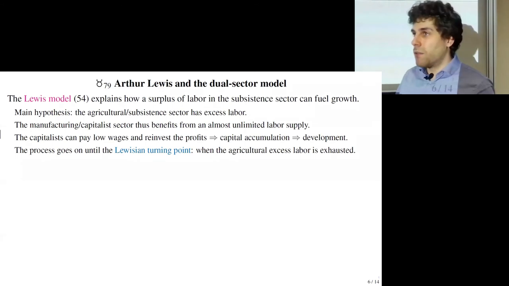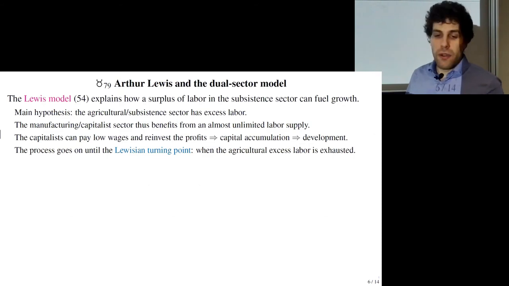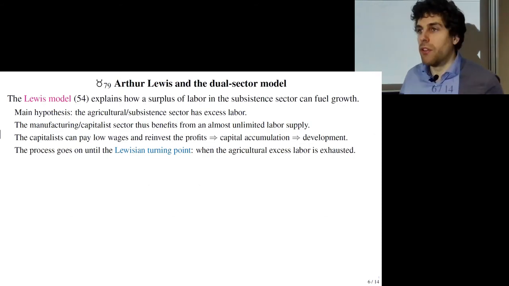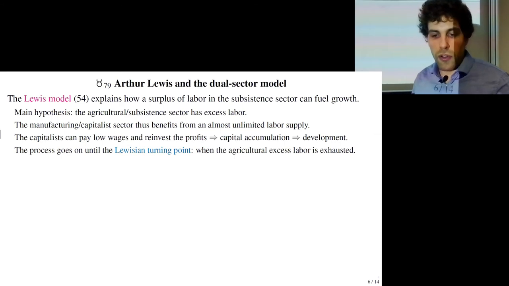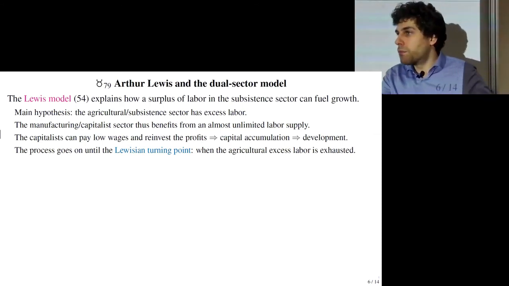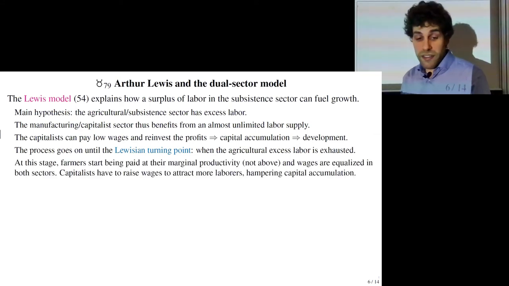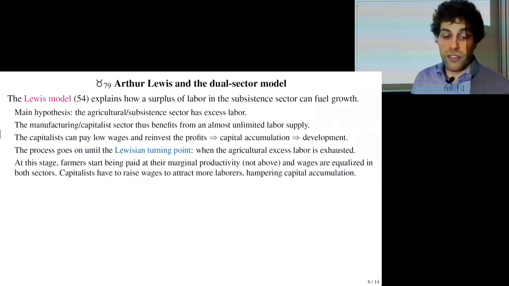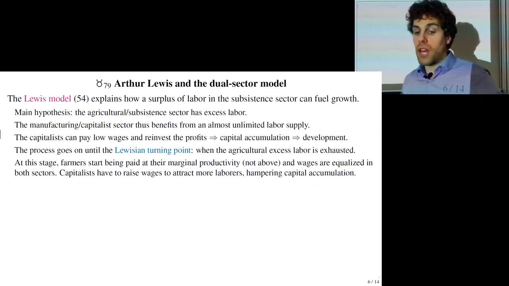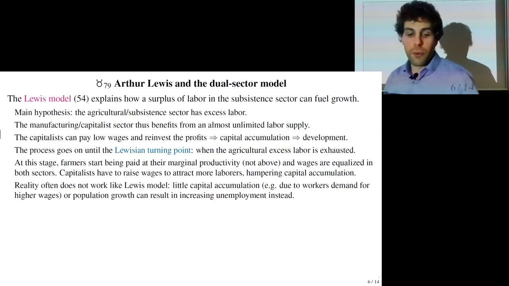And we are more or less at the Lewisian turning point in China right now, meaning that the amount of laborers that can be brought from the countryside is almost exhausted. So at this stage, farmers start being paid at their marginal productivity, not above, and wages are equalized in both sectors. So capitalists have to raise wages to attract more laborers. This hampers capital accumulation. So this is the end of very rapid growth.